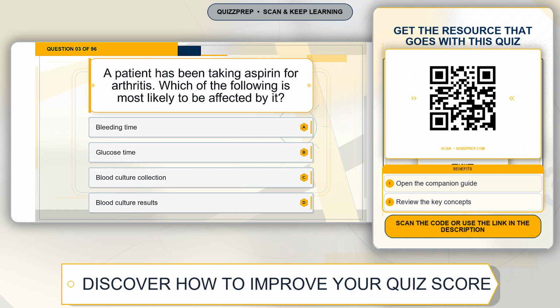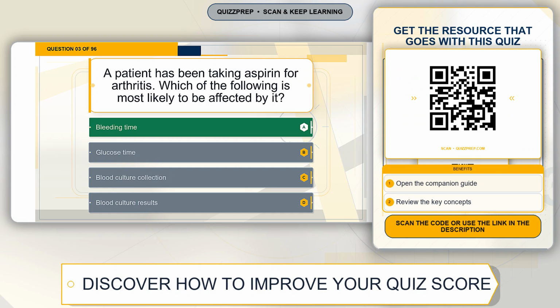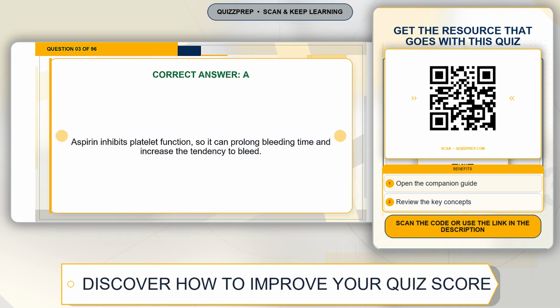Question 3. A patient has been taking aspirin for arthritis. Which of the following is most likely to be affected by it? Option A. Bleeding time. Option B. Glucose time. Option C. Blood culture collection. Option D. Blood culture results. The correct answer is option A. Bleeding time. Explanation. Aspirin inhibits platelet function, so it can prolong bleeding time and increase the tendency to bleed.